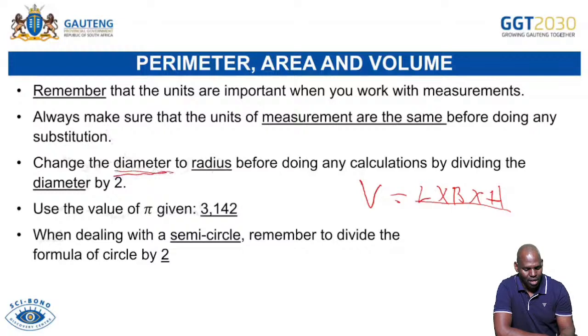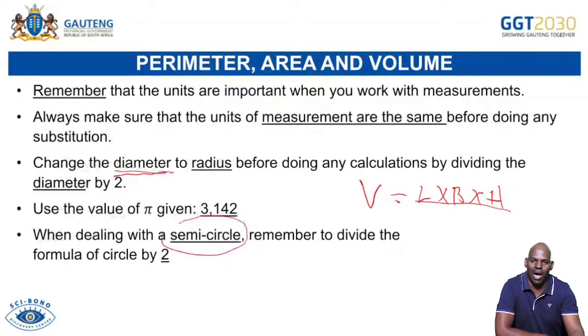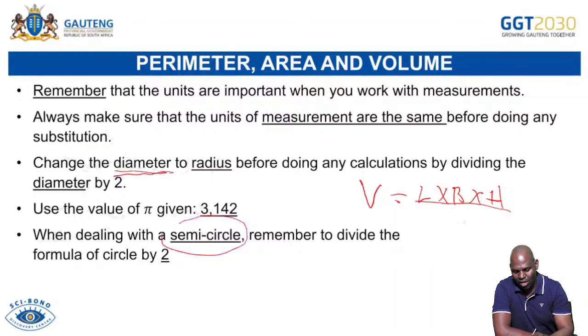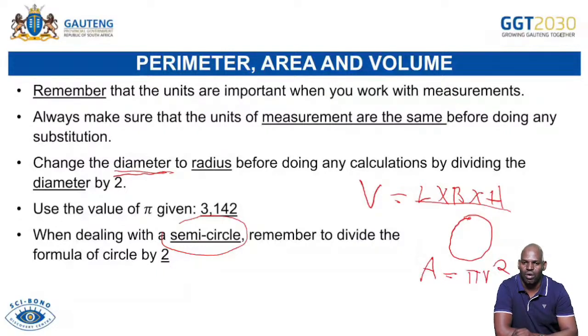Okay, and then it's when dealing with semicircle. What do we mean by semicircle? Semicircle is like half of a circle. Okay, if you've got a full circle and then they say calculate the area, we know that it must be area equals to pi r squared. Then to calculate the area of the full circle, this will be the formula. But now what if you have to calculate half of a circle? So if it's half of a circle, what you do is you just calculate it the very same way, but you divide it by 2.